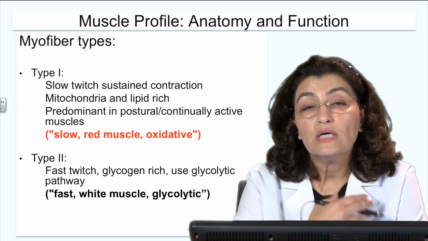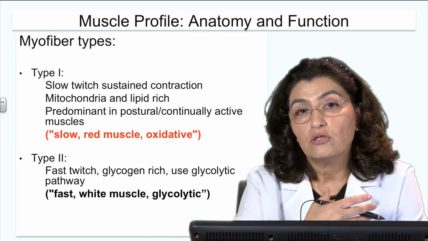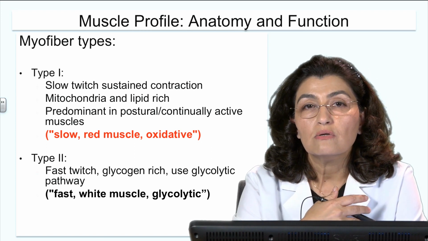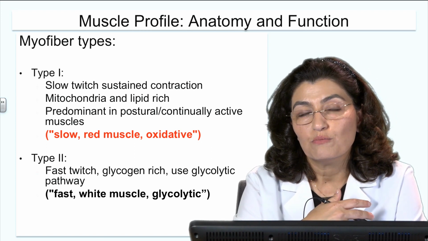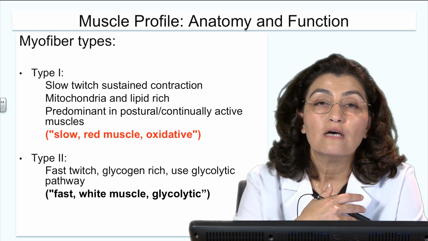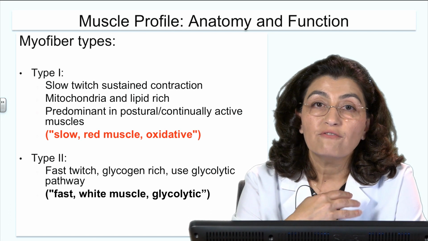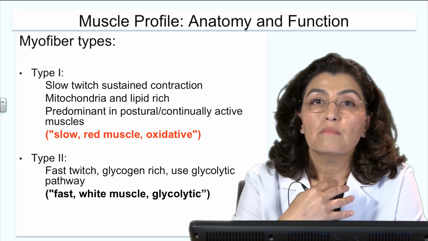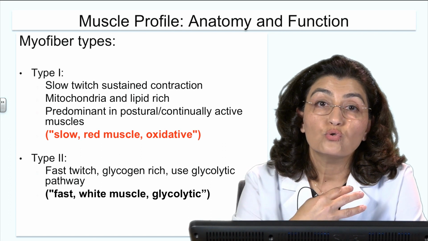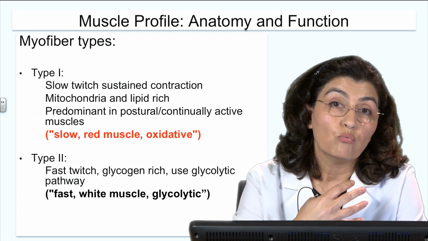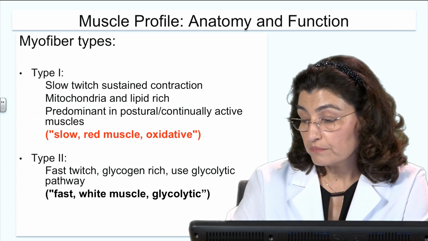Now, when looking at the basic morphology on hematoxylin and eosin stain or Gomori, generally we do not see any difference between myofibers distinguishing them as being type 1 or type 2. We have to really go and look into the myosin composition, and also the organelle composition of the myofiber to be able to tell whether they're type 1 or type 2.